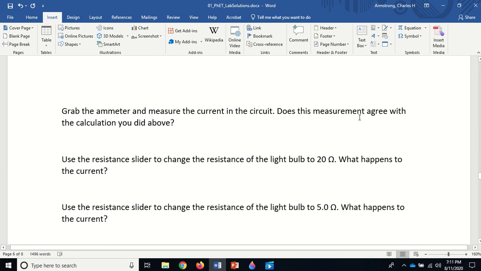We already have the ammeter. Measure the current in the circuit. Does this measurement agree with the calculation you just did? Yes, it agrees. I didn't have you grab the ammeter, I grabbed it already. So yes, 0.9 amps, it does agree.